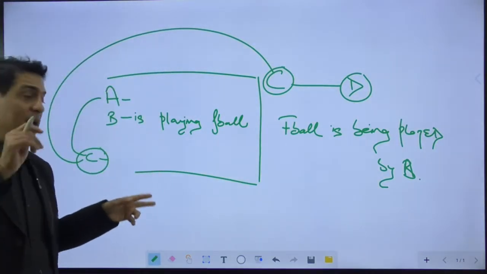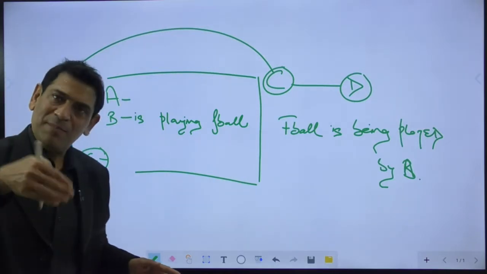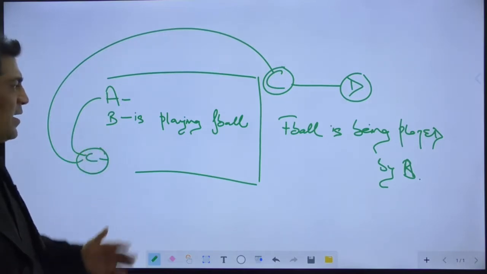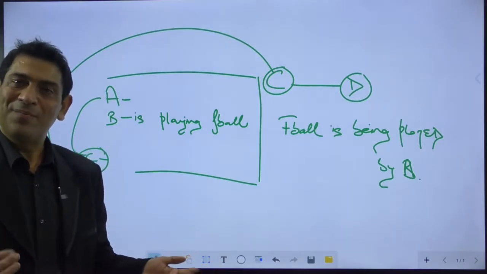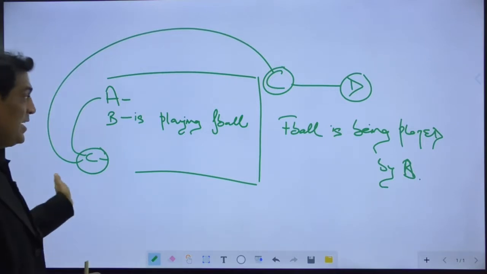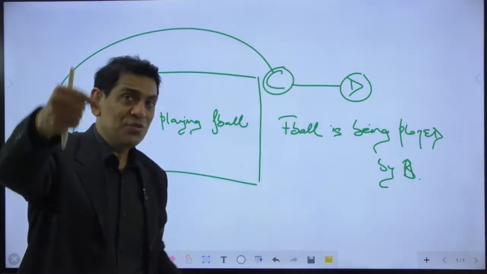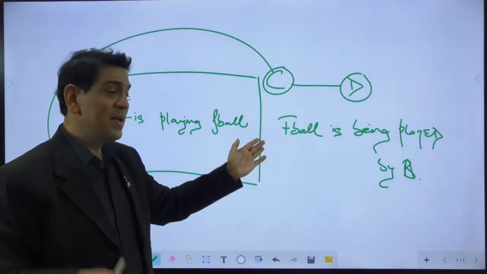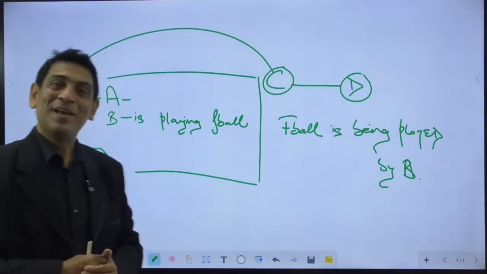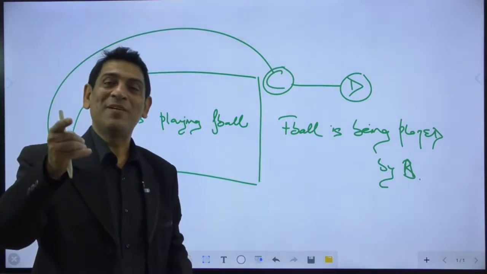I'm explaining once again. A and C both are sitting at the playground. It's quite simple. A says to C, B is playing football. C leaves the ground and reaches D, and over there D asks C, where is B? So he answered, football is being played by B.